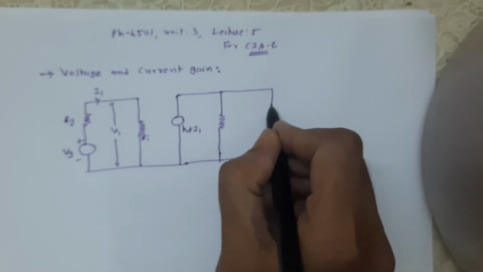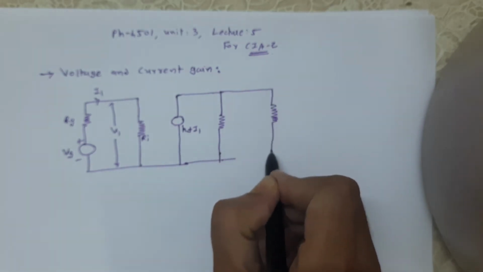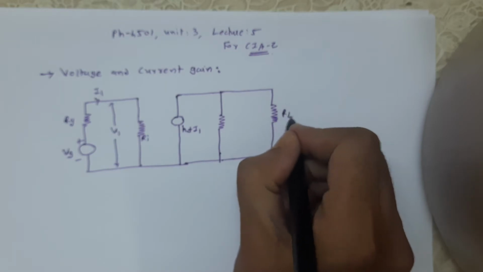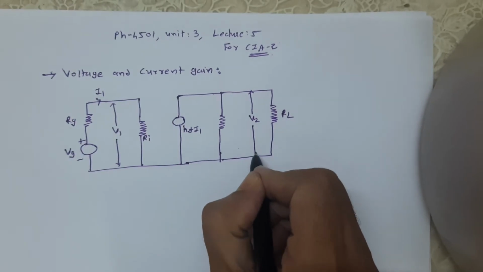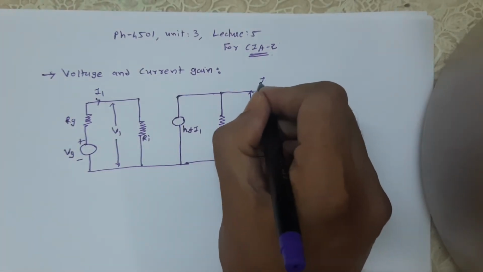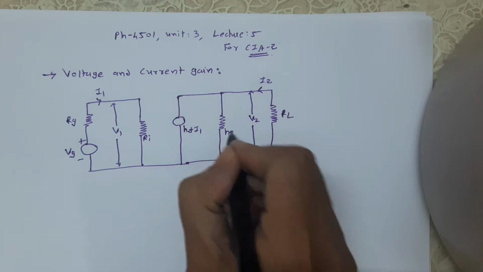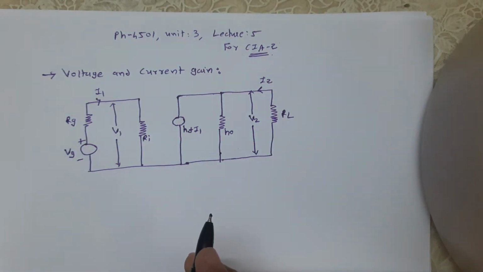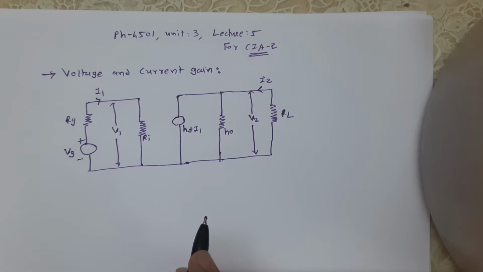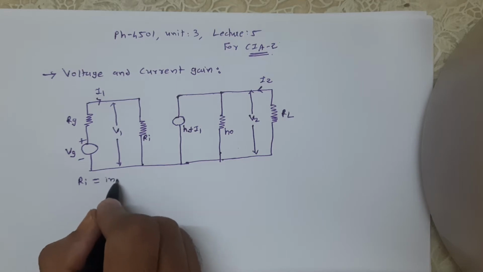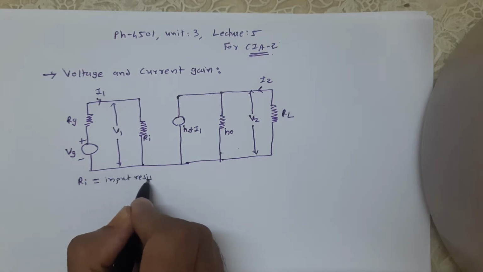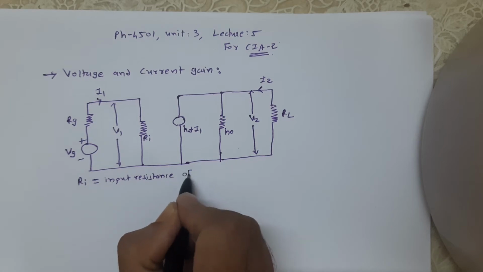Output resistance, load resistance RL. This is your V2 output voltage. Current I2. This is our HO. Taking into account RG, which is known as the source resistance, the equivalent circuit looks like this. Here Ri is equal to input resistance of amplifier.